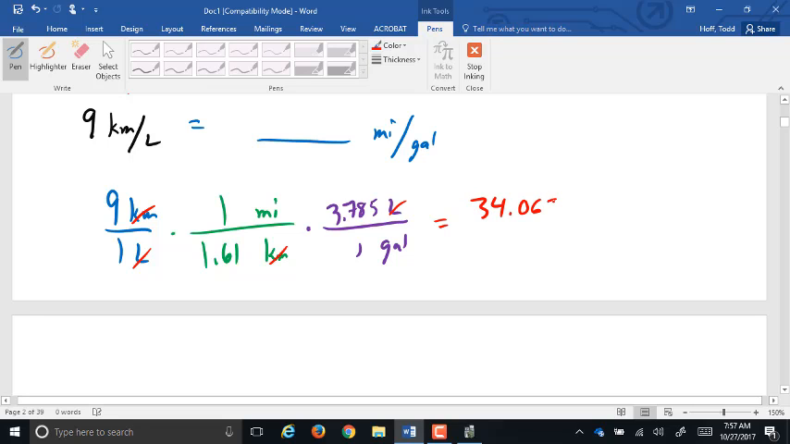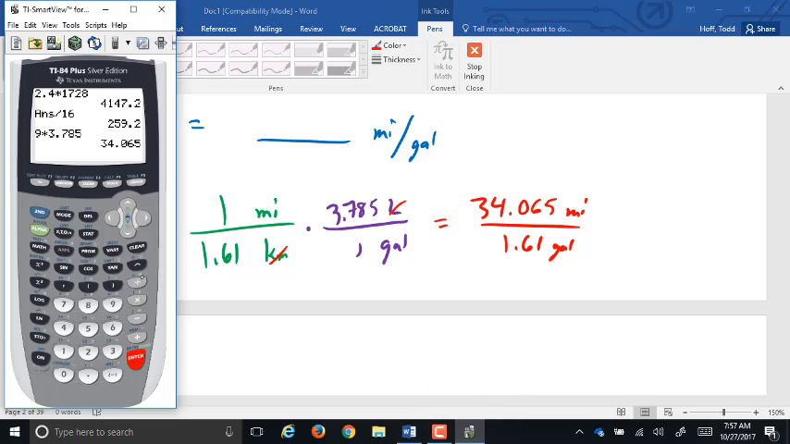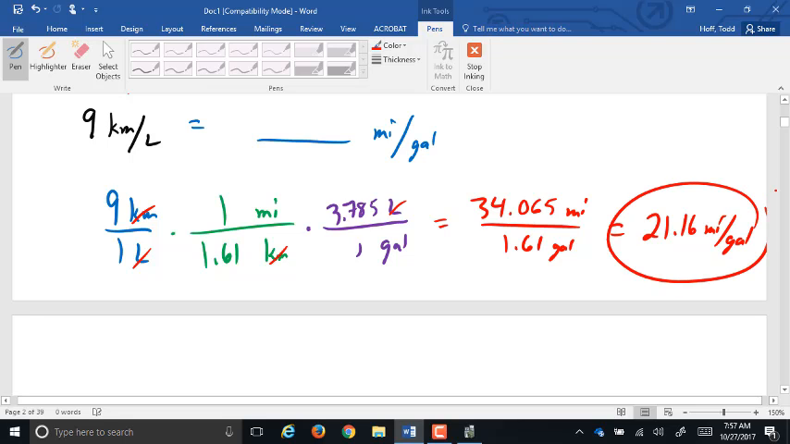34.065 miles. On bottom, we've got the 1.61 gallons. So divide. About 21.16 miles per gallon. That's pretty standard.